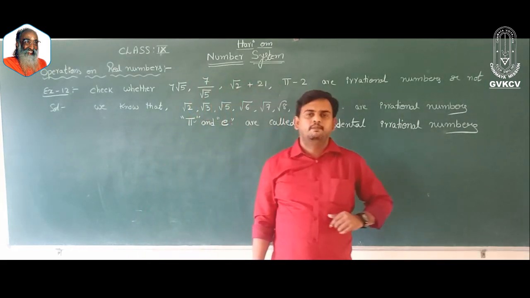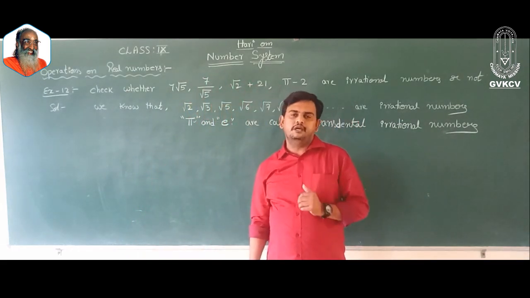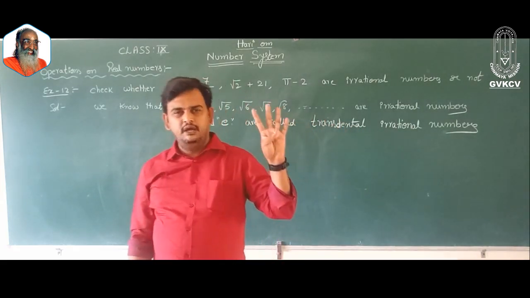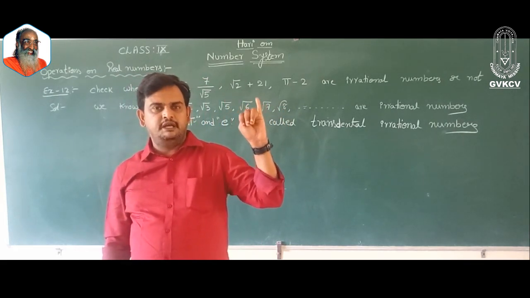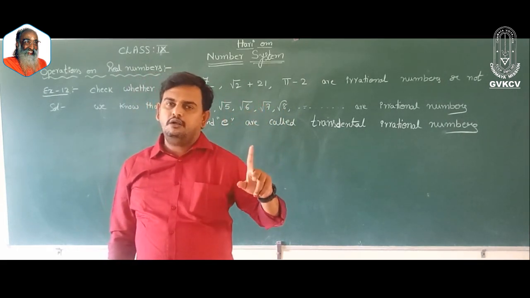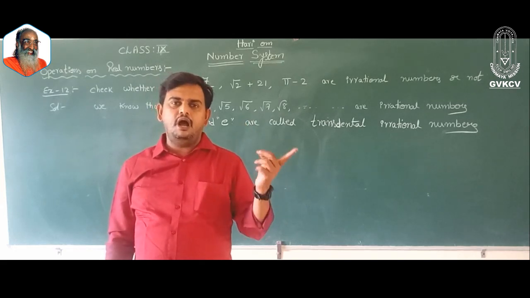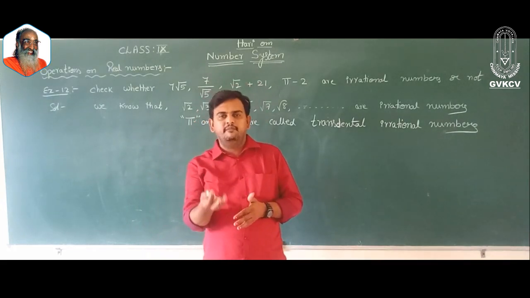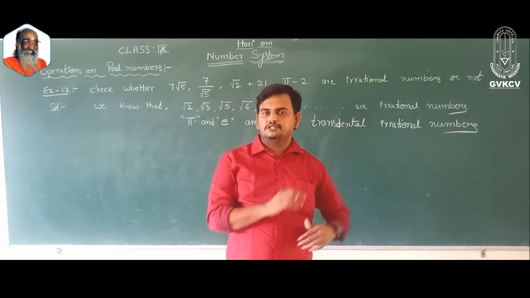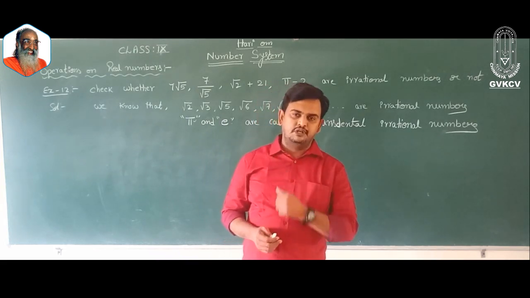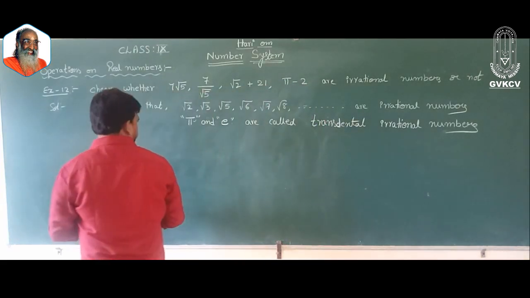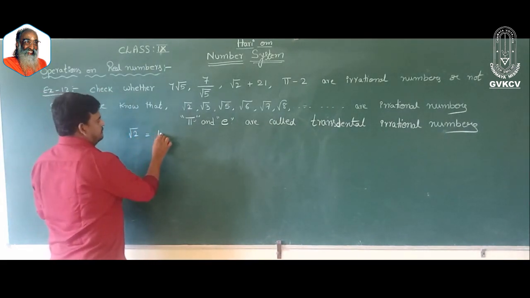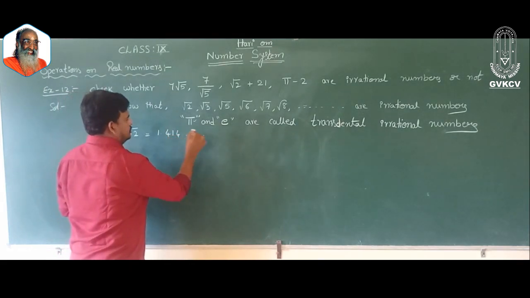Hope you understood the problem. What we are going to observe here is that we are performing four fundamental operations: addition, subtraction, multiplication and division, between a rational number and an irrational number. When we perform these four fundamental operations between a rational and an irrational, what is going to happen? That we are observing here. As we know, root 2 is approximately 1.414 and so on.